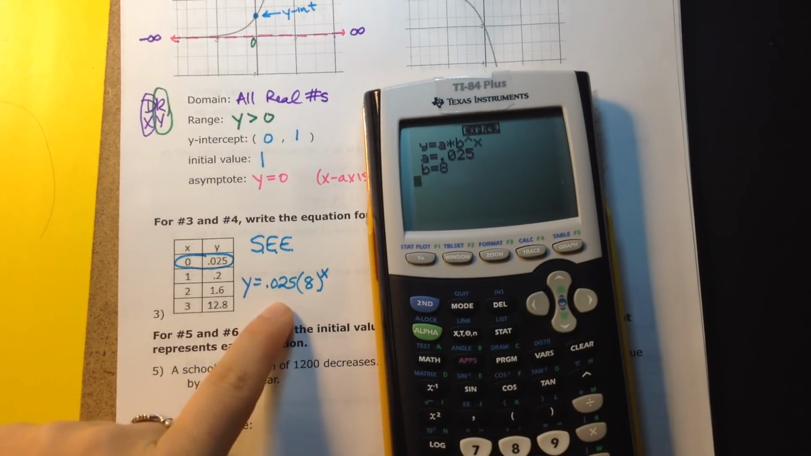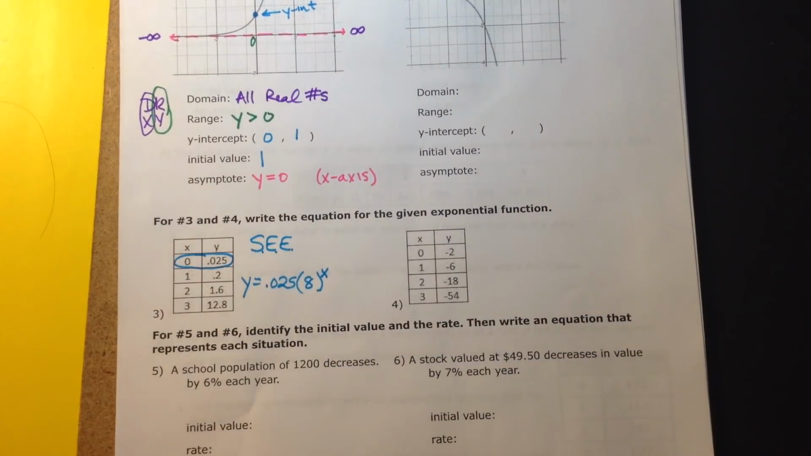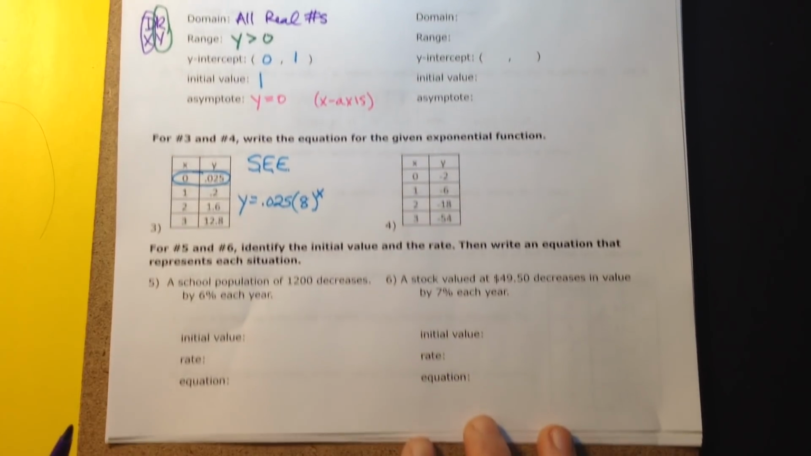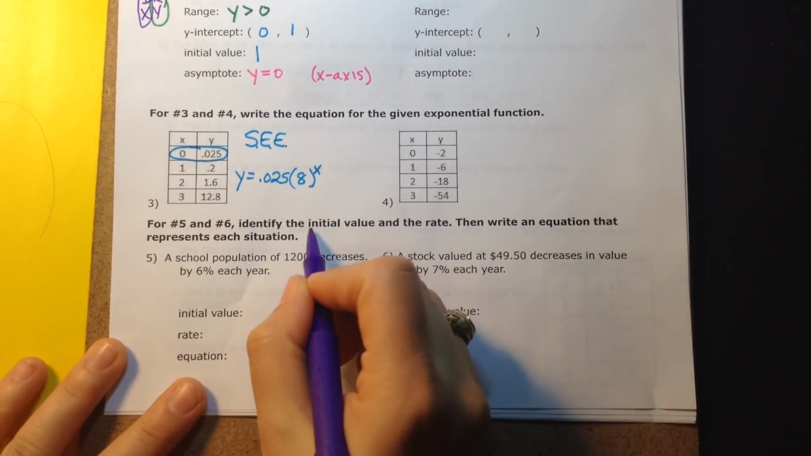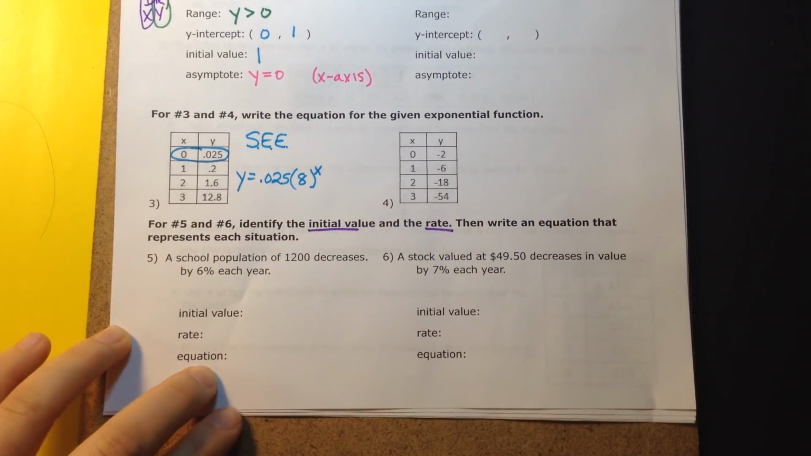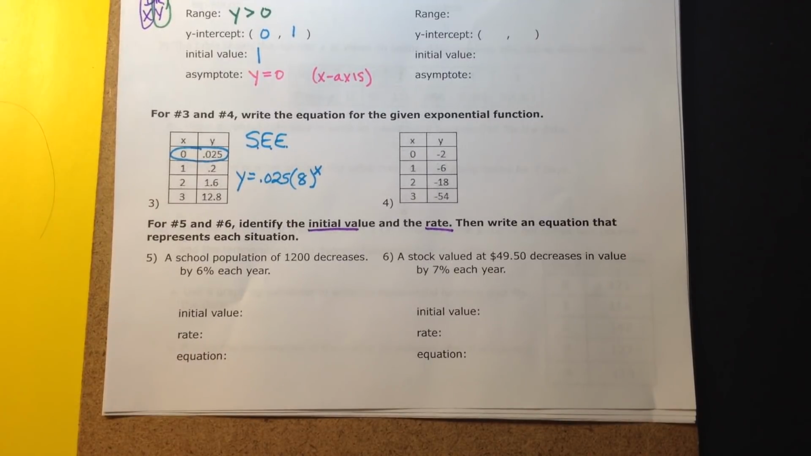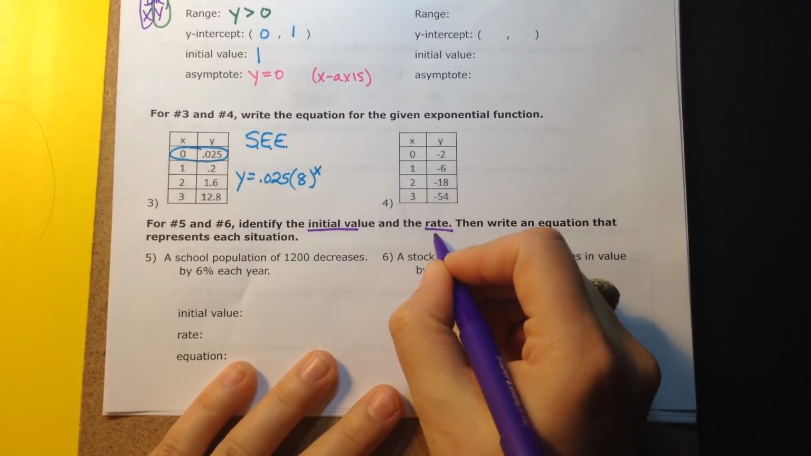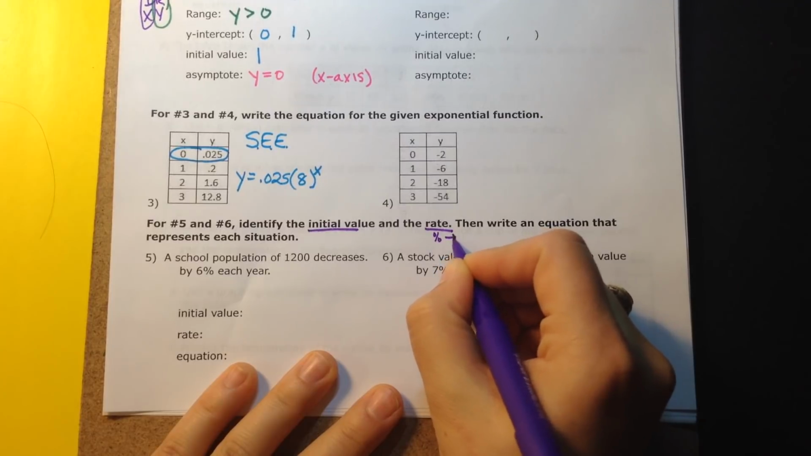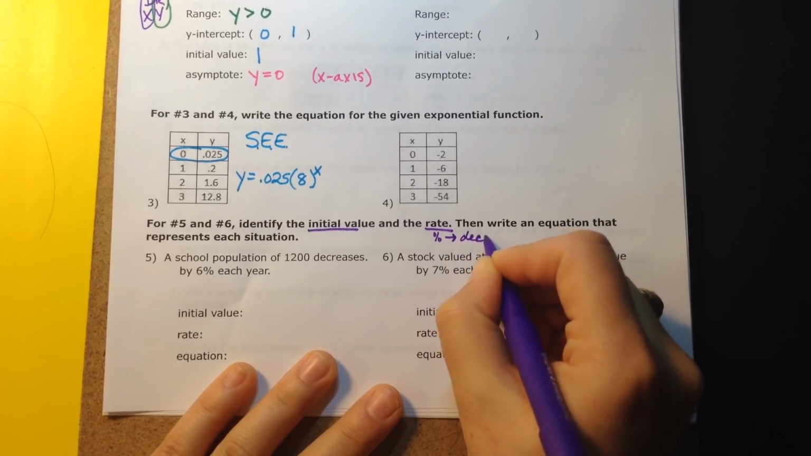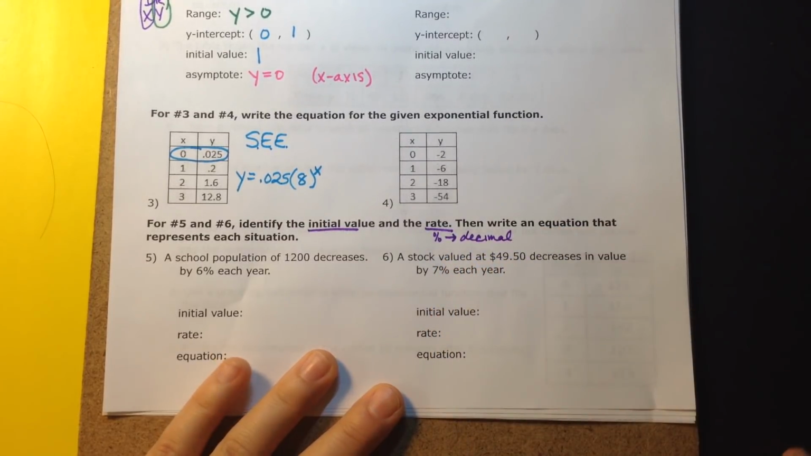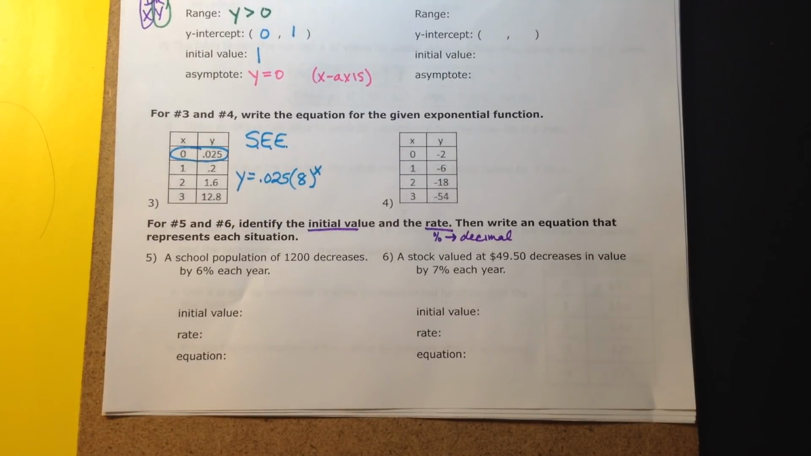So this function makes sense, but thank you, calculator, for telling us as well. For number 5 and 6, it's asking you to identify the initial value and the rate, then write an equation that represents each situation. When we're given a rate, we're given it usually in percentages, and to write an equation, we need it as a decimal.